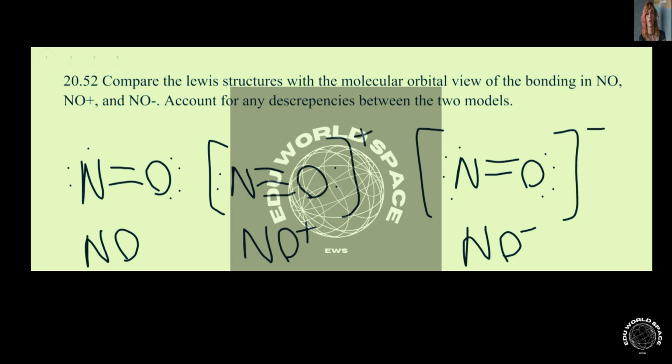So for NO, we have nitrogen double bonded to oxygen. Oxygen has a full octet from the double bond and its two lone pairs of electrons, but nitrogen has just one lone pair of electrons and then a radical electron.